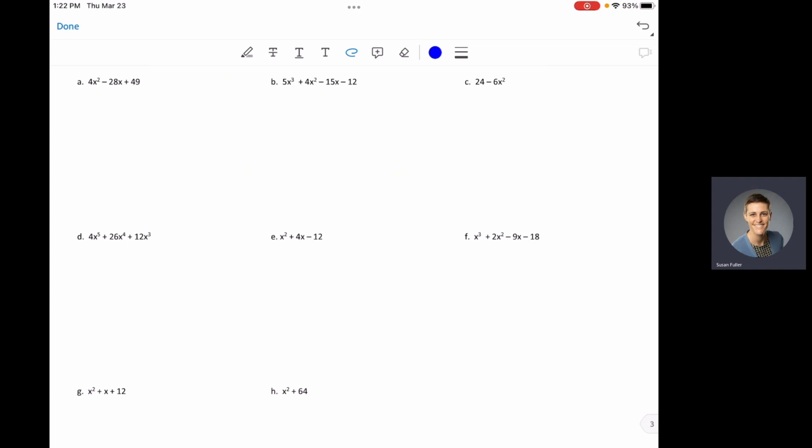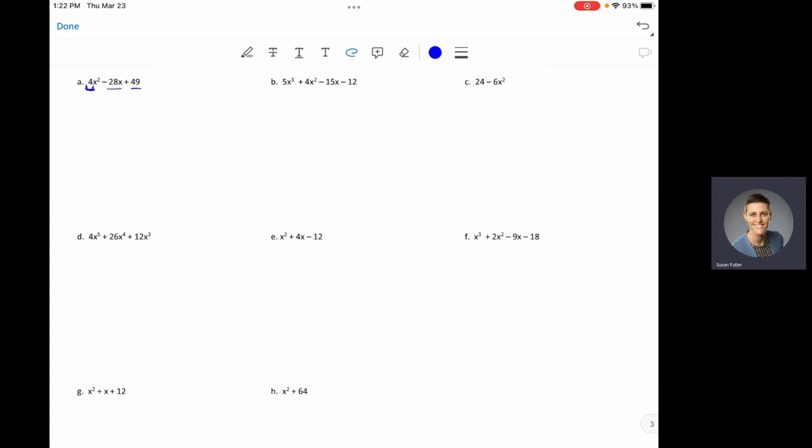How many terms do we have? 1, 2, 3 terms. And so we're going to factor this as a trinomial. We need to find our 2 numbers that multiply to something and add to something else. But is our leading coefficient, the number in front of our x squared, is it a 1 or is it something that's not 1? 4 is not 1, so we're going to have to work a little harder.